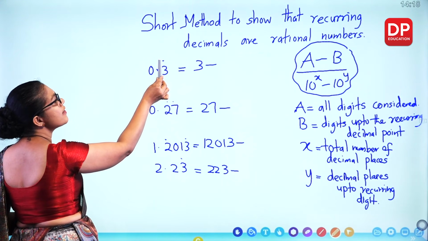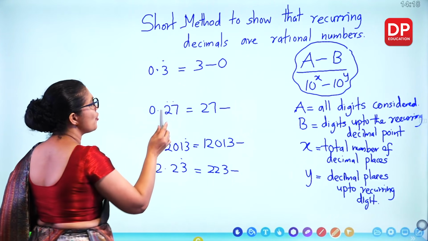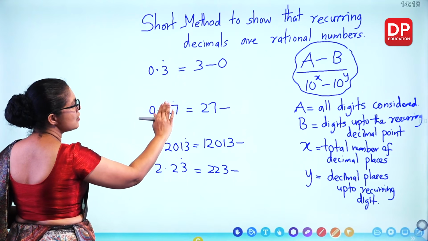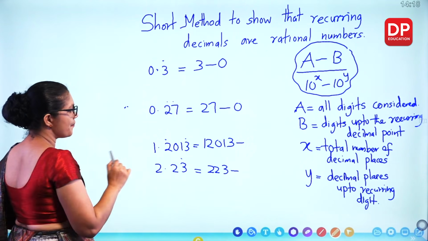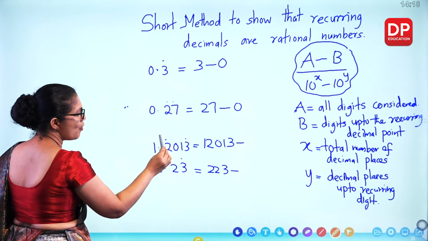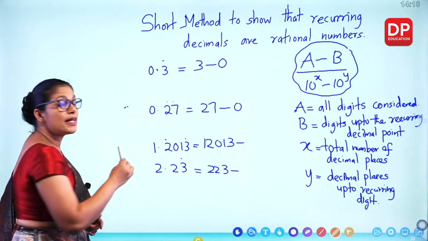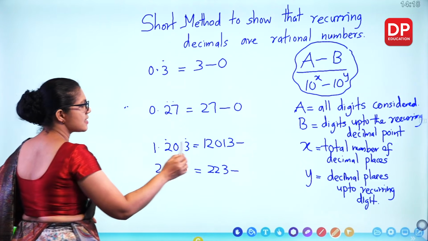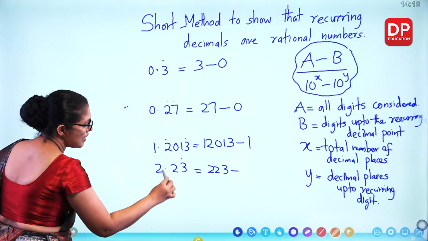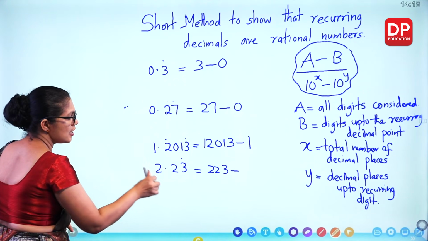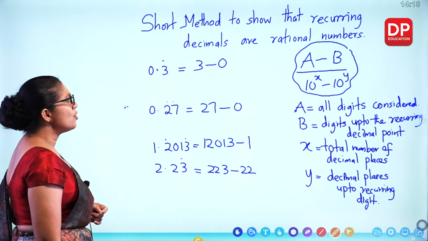So here this is the recurring digit. So what's the number before that? You get 0. What about this one? This is the first recurring digit. Before that, what do you get? You get 0. What about this one? So all 4 repeating, what's the recurring number? What's the number before the recurring digit? That's 1. What about this one? This is the recurring digit. What's the number before the recurring digit? 22. Now what do you do?